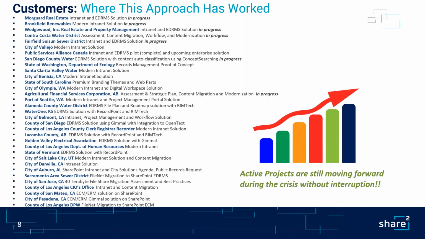This is a hard to read list of customers. We just want to give you a sense: Morguard is in the real estate business. Brookfield is in the renewable energy business. Contra Costa Water District is local government and so forth. So all kinds of customers, all sizes. LA County has somewhere near 106,000 employees or so, 110,000 at times. And then some of these smaller water districts may have 250 people. So size doesn't matter.